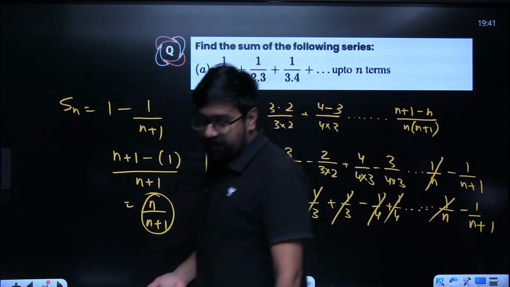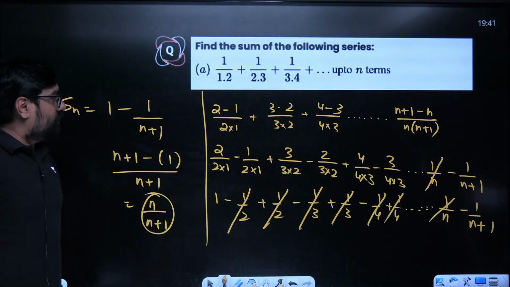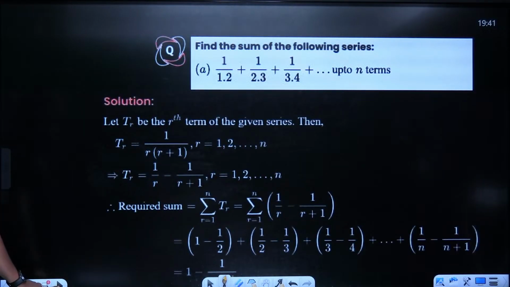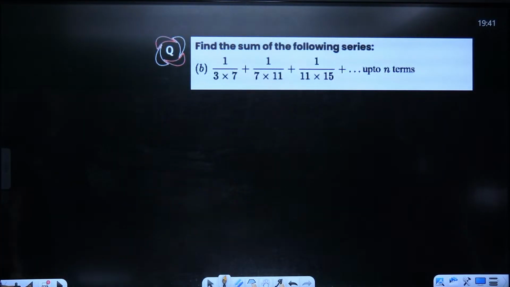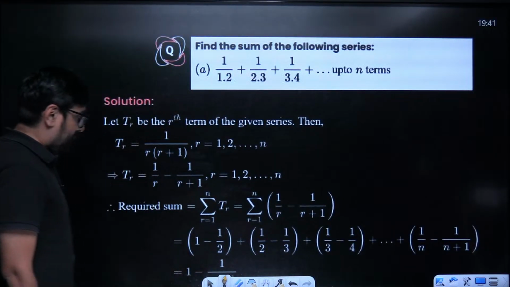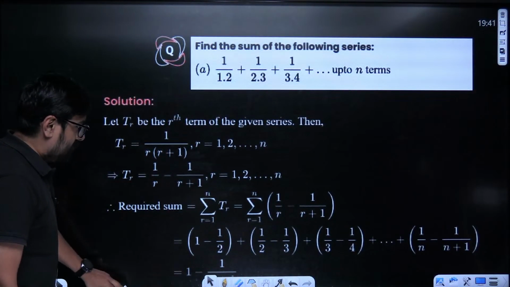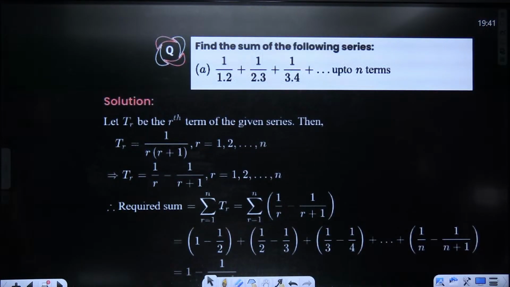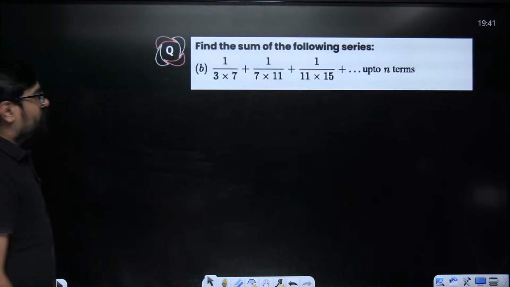We can clearly see, and just understand this, learn this very closely, right? 1 by n. Or you can simply write it like this also, 1 minus 1 by n plus 1 is your answer. 1 minus 1 upon n plus 1 is your final answer. If you look here also, same thing.